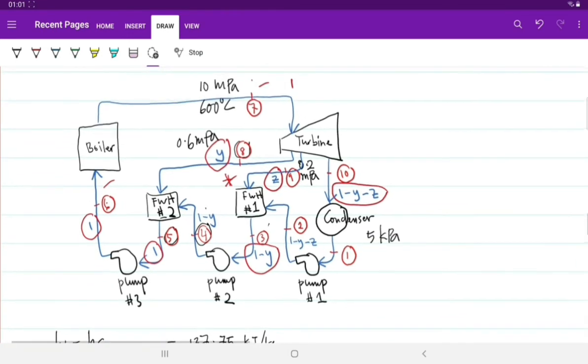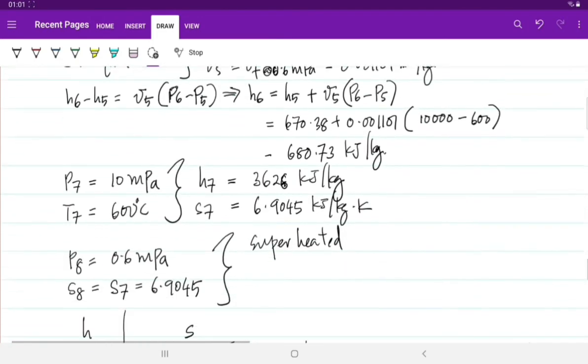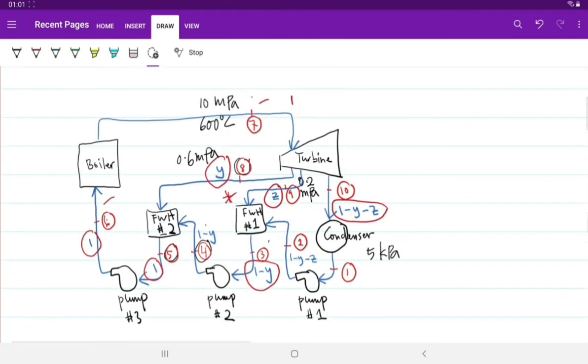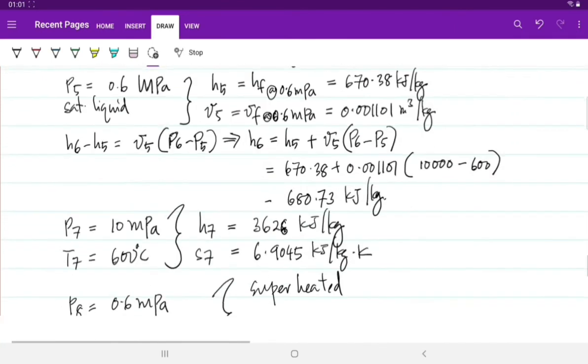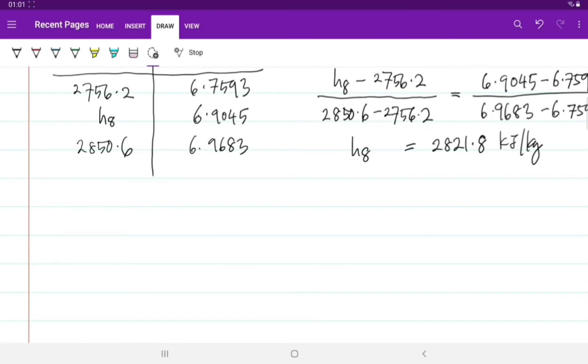Okay, point number 9 is here. Pressure is 0.2 megapascal. Okay, it is still in the turbine. Right, from number 7 it goes to number 9. Okay, but the pressure is 0.2 megapascal. So we know that P9 equals 0.2 megapascal. And then since 9 is exiting the turbine, we know that S9 equals S7.